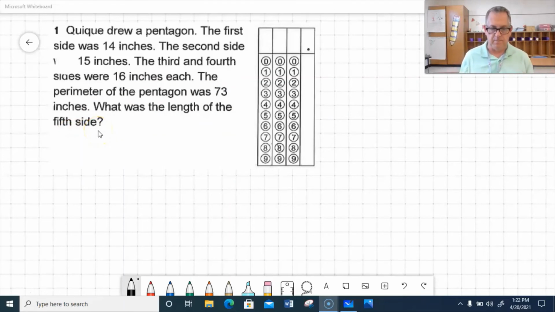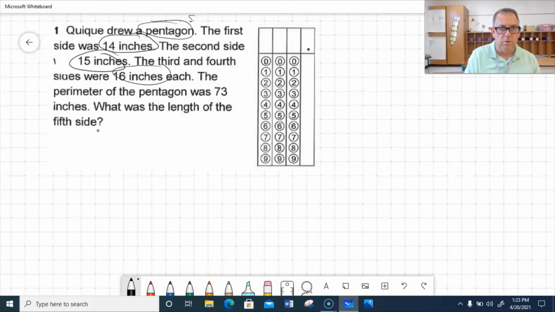So we have this problem right here. We'll circle some important information here. So it looks like, well, I guess probably the first thing we'd look at is the pentagon. Okay, and we'll write how many sides a pentagon has, which is 5 sides. And then we also have the second side is 15 inches. And the third and fourth sides were 16 inches. I'll put times 2 right there, because there's 2 of them. And the perimeter is 73 inches.